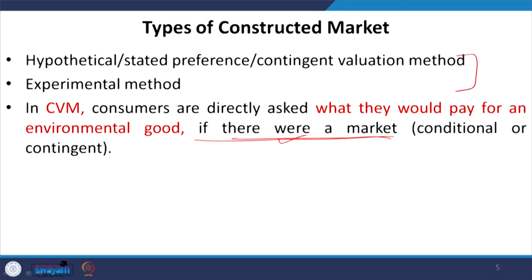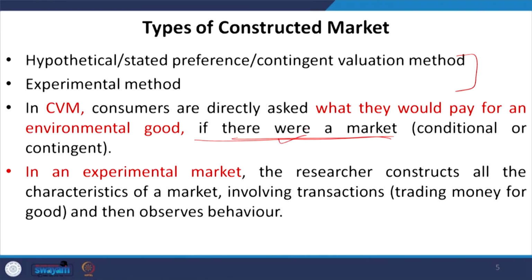We need to imagine that as if a market exists for this type of environmental good, so that we can capture, if the quality or quantity of an environmental good increases, how we are going to pay for it. But in the case of the experimental market, this is not the scenario that we will be finding in the contingent valuation method. This experimental market is something different.